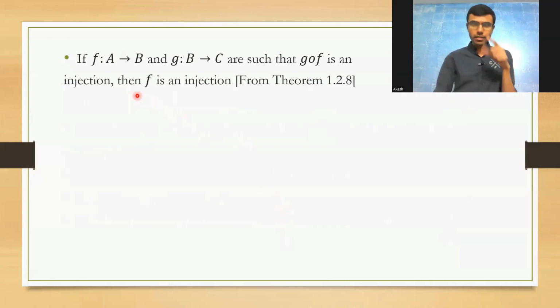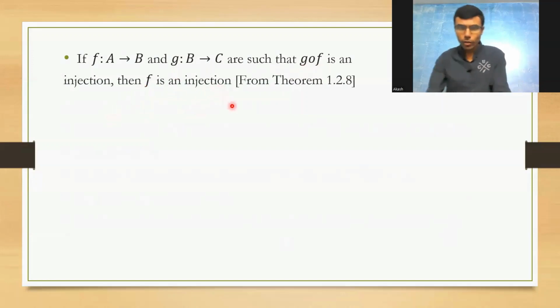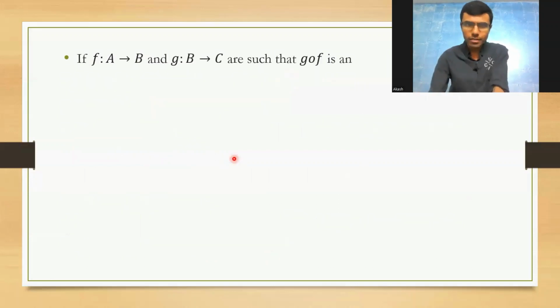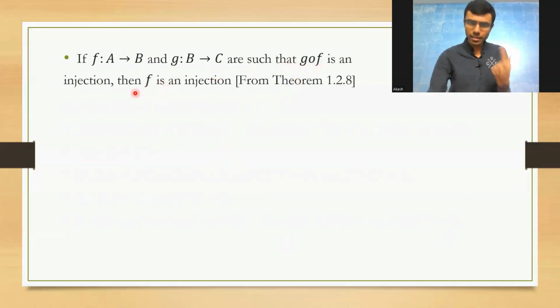This is a theorem. What does that theorem state? If f maps A to B and g maps B to C, basically f and g are two functions such that g circle f is an injection, then f is an injection. Now here, f and g are two functions such that g circle f is an injection. Same thing. This theorem states that if g circle f is an injection, f is an injection. Previously also I got, since g circle f is an injection, therefore f is an injection.